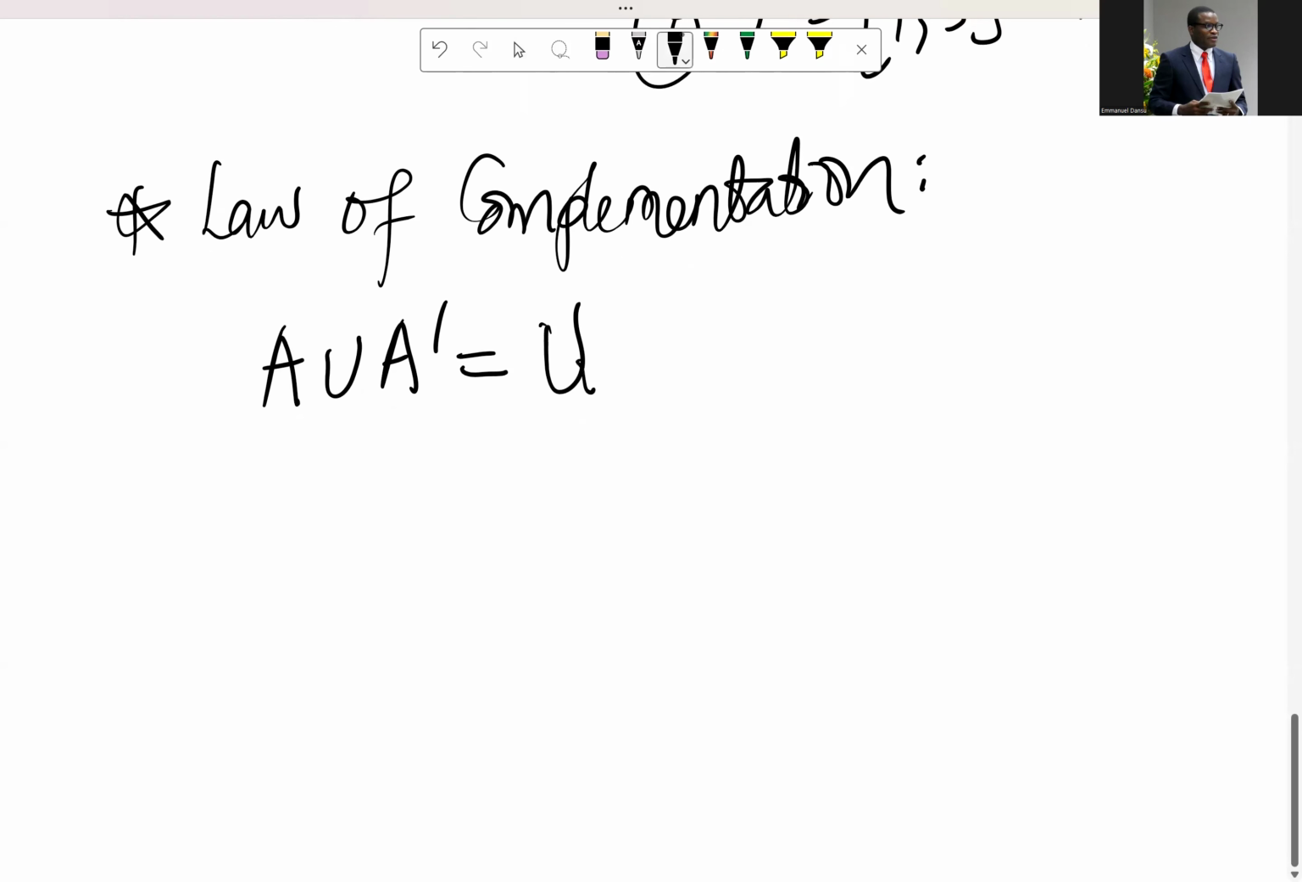Now, I told you the union should not have a tail, but let's allow it to have one, so we can distinguish it from intersection. So A union A complement is equal to the universal set.